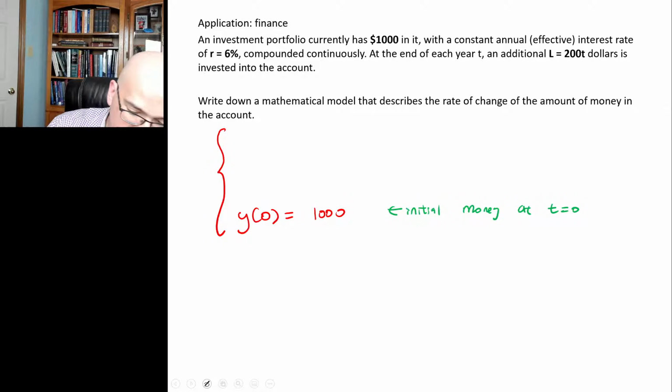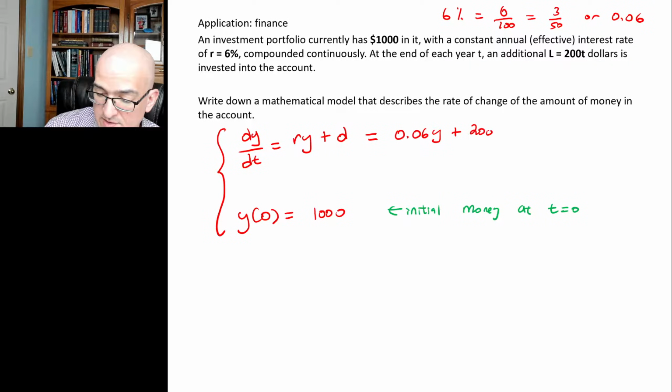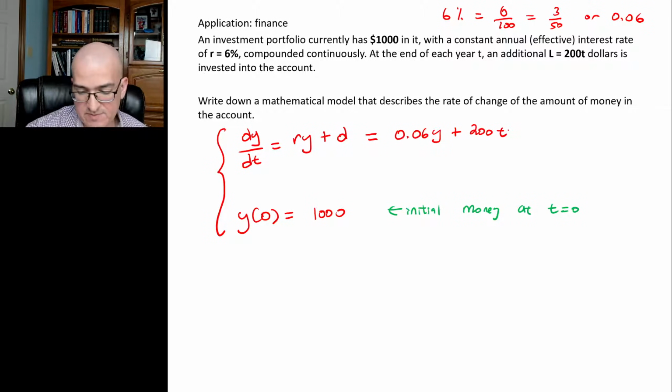And the rest is the differential equation. dy/dt is equal to r times y plus the deposit term. So r is 6%, so we have 0.06. 6% is equal to 6 over 100, which is equal to, divide top and bottom by 2, 3 over 50, or 0.06. So I'll put 0.06 y plus the deposit term, 200t. That's it. That's the answer.